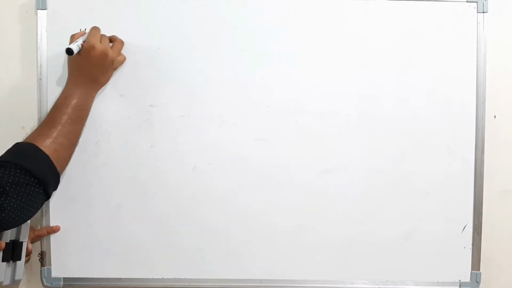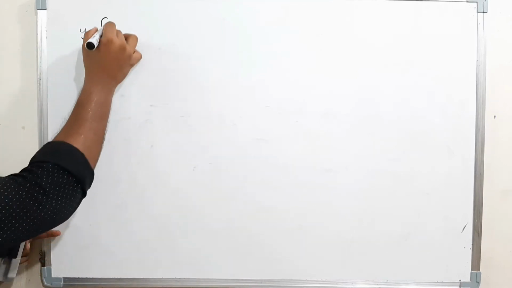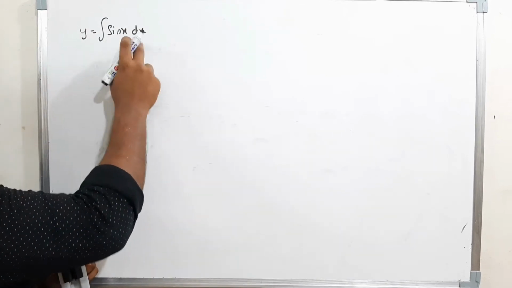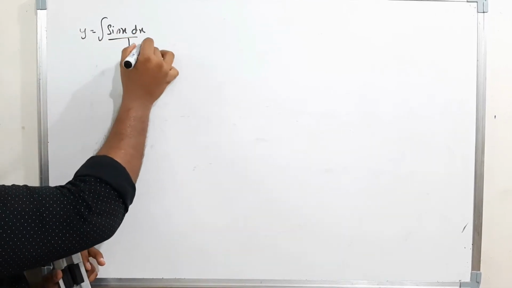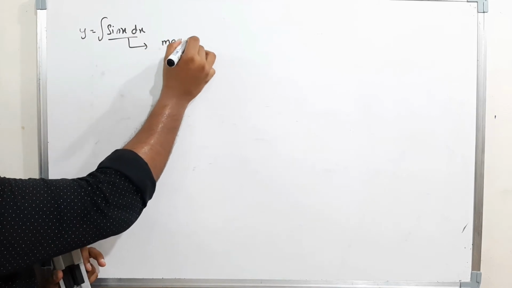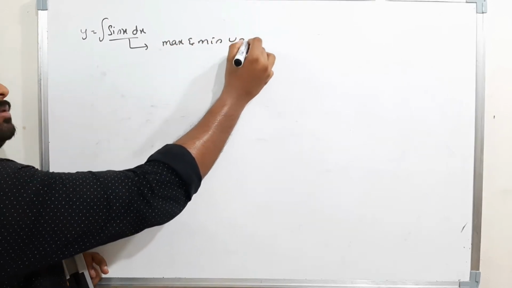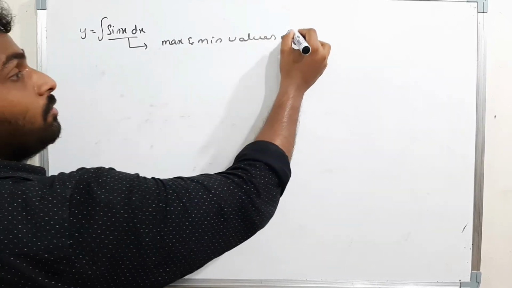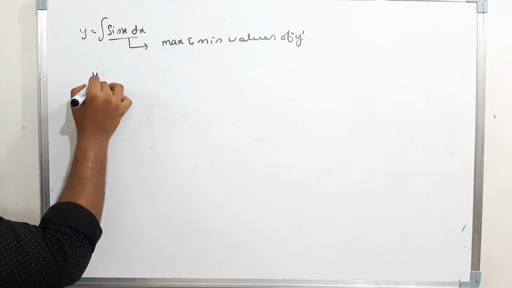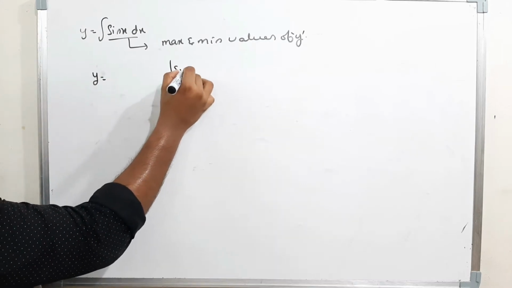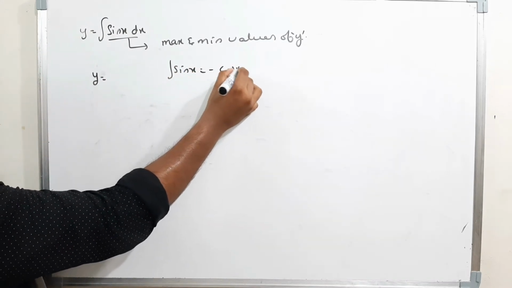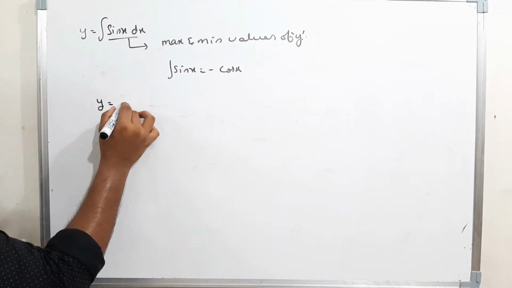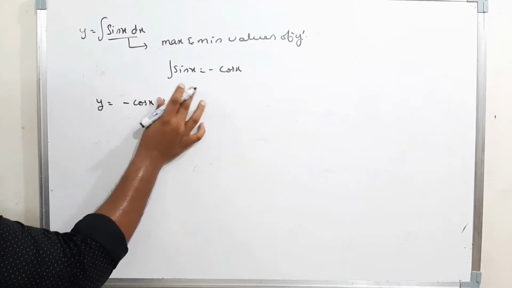Y is equal to integration of sin x dx, where y is equal to integration of sin x dx, and they told to find the maximum and minimum values of y. Now what is integration of sin x? Integration of sin x is minus cos x. Therefore y is nothing but minus cos x, that's all.